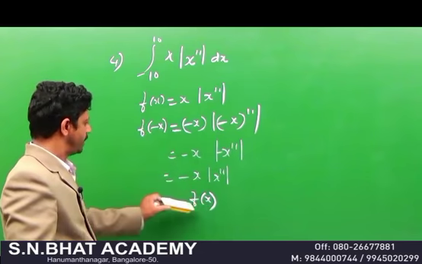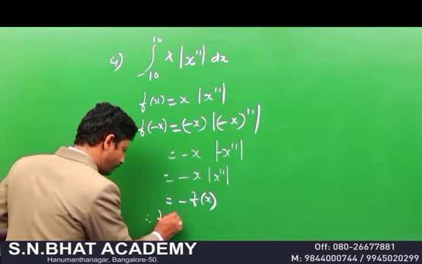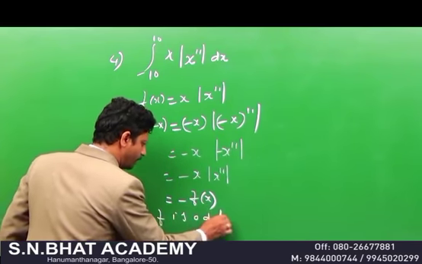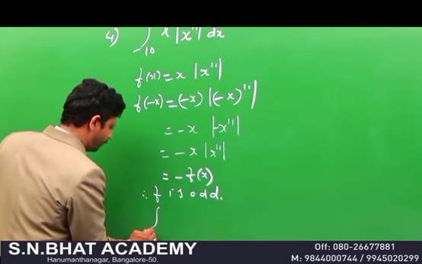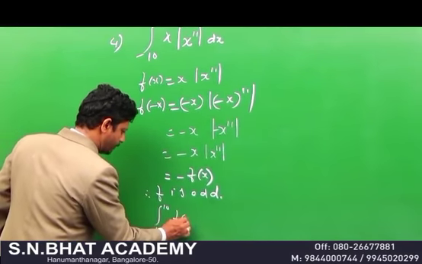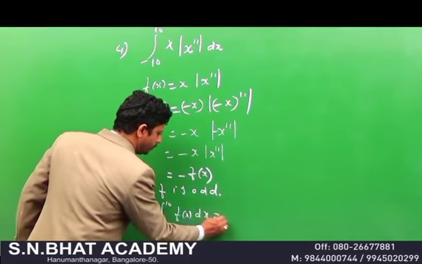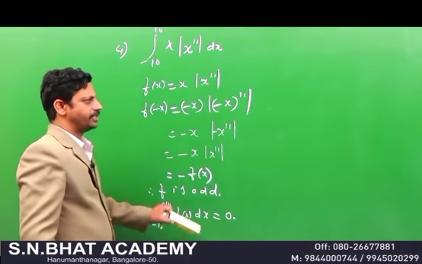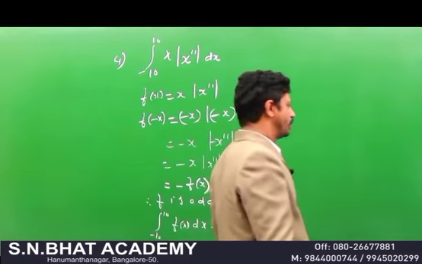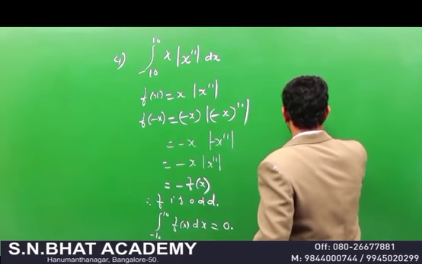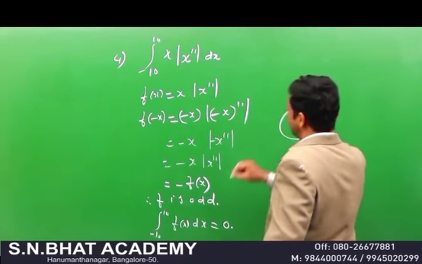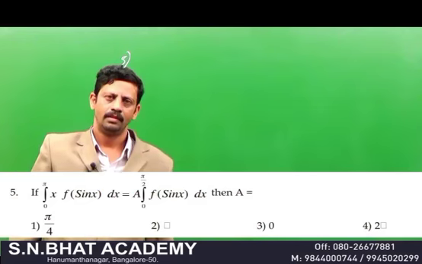Again we have shown that f of minus x is minus f of x. Therefore f is an odd function. Because f is an odd function, integration from minus 10 to plus 10 of f of x dx is 0. So the final answer is 0 and it is option 1. So the correct answer is option 1.